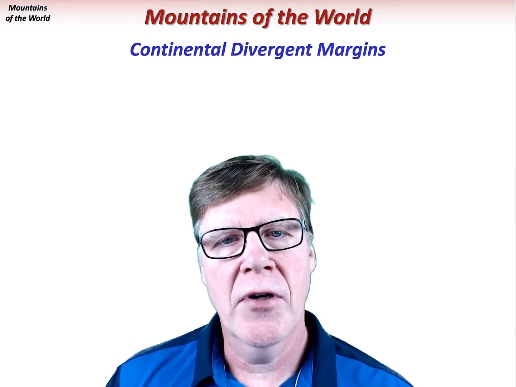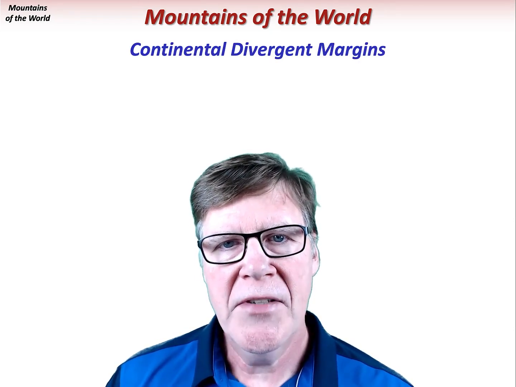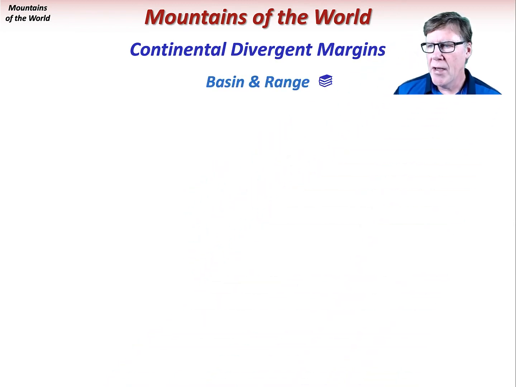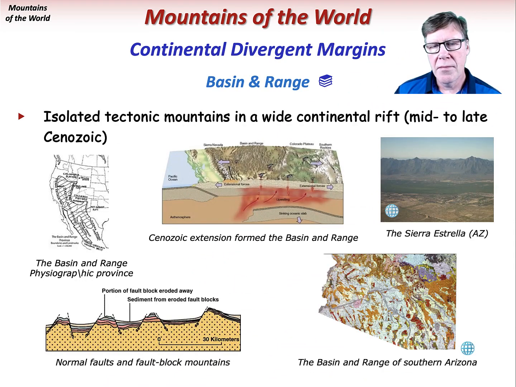Continental divergent margins include mostly rift-related mountain ranges. The Basin and Range is actually a wide continental rift that includes many isolated mountain ranges. It extends from northern Mexico into New Mexico and Arizona, then up into California, Utah, and Nevada. The Basin and Range in southern Arizona includes many relatively small mountain ranges.